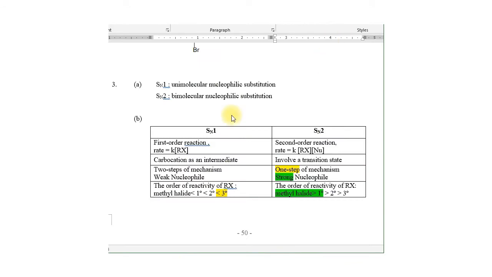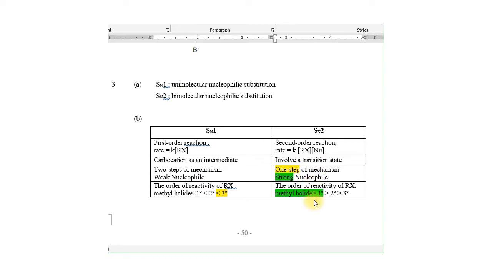Okay, the difference between the SN1 unimolecular nucleophilic substitution and the SN2 bimolecular nucleophilic substitution. SN1 normally goes for the tertiary haloalkane, undergoes a 2-step mechanism using a weak nucleophile. The SN2 is a 1-step mechanism using a strong nucleophile, and prefers the methyl or primary haloalkane.